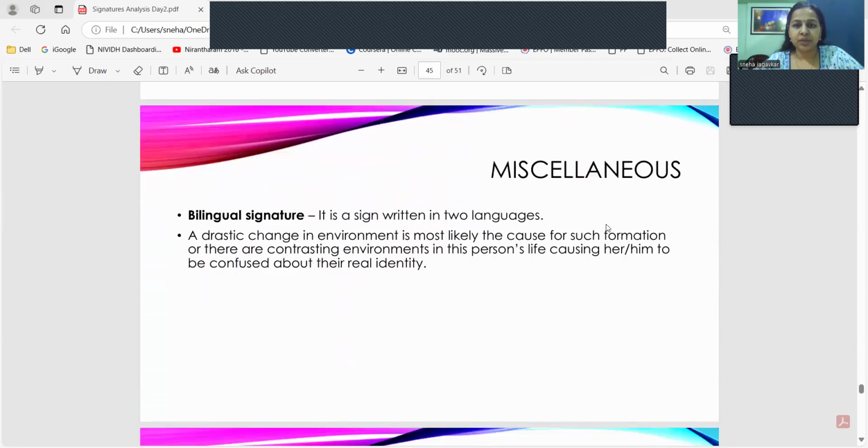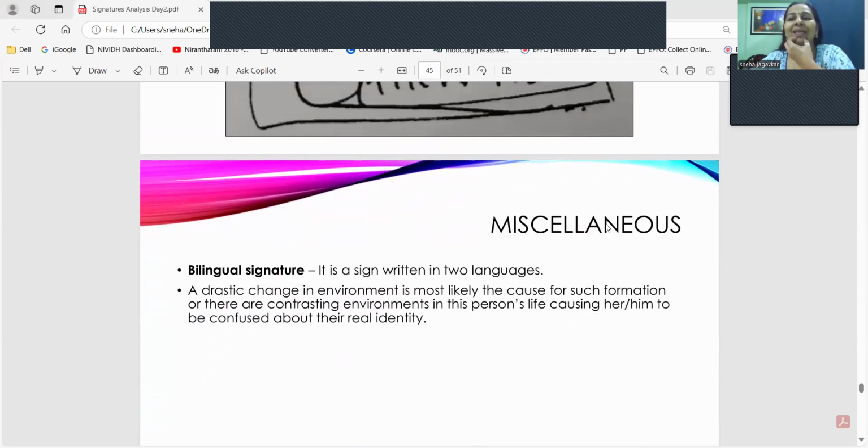Then let's move to bilingual signatures. There are many people who sign halfway in their mother tongue and half in English, or any two languages. Over here, there is most likely a drastic change in environment, or contrasting environments in the person's personal or professional life, which causes such a formation. So they are always in that conflict of having a real identity. Where am I exactly standing in this world, right?